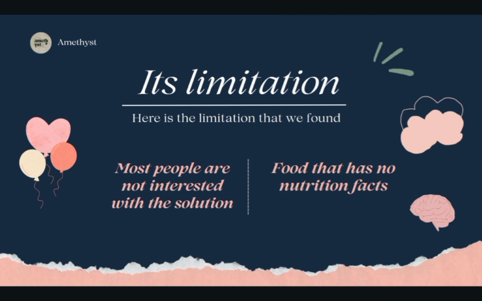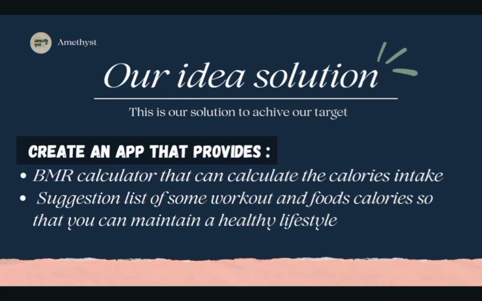Next, nutrition facts: not almost all food has its own nutrition facts on the packaging. For example, Ramly Burger at the roadside. Can you see how many calories, how much energy, and how many carbohydrates are in there? You cannot see it. So our ideal solution is an app that provides a BMR calculator, not to be mistaken with BMI. This is basal metabolic rate, not body mass index, and it can calculate your calorie intake.